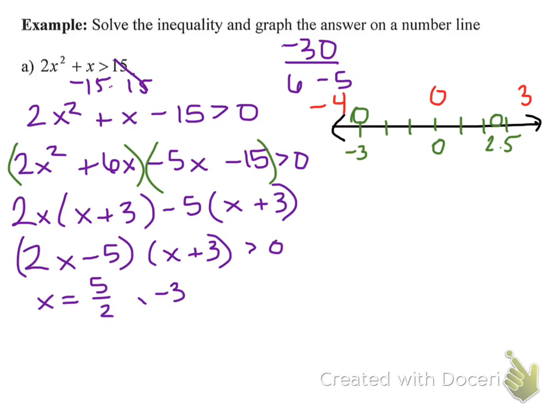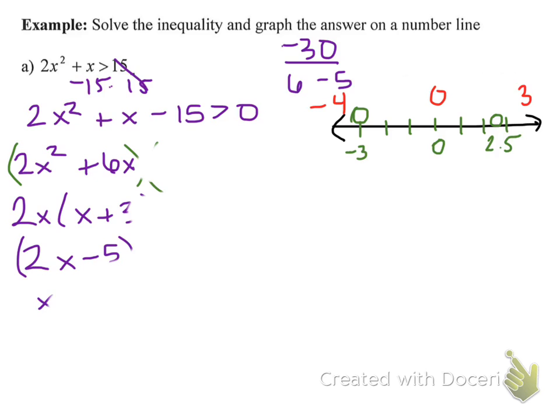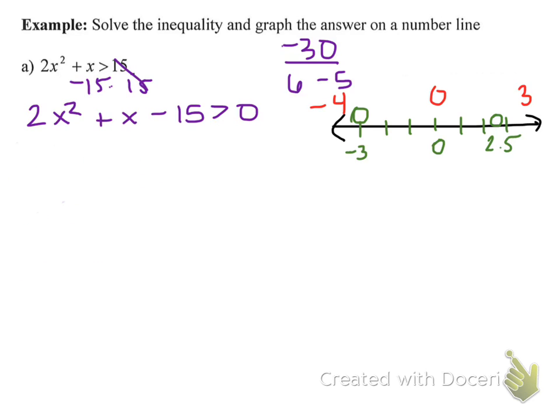So the test part of it, and I'm just going to erase some of this so I have room over here. So the test part of things is you just have to plug it in and determine if the statement is true or not. So when I test a negative 4, I have 2 times negative 4 squared plus a negative 4 minus 15. And you're welcome to do that in the calculator. You can type it in all at once.